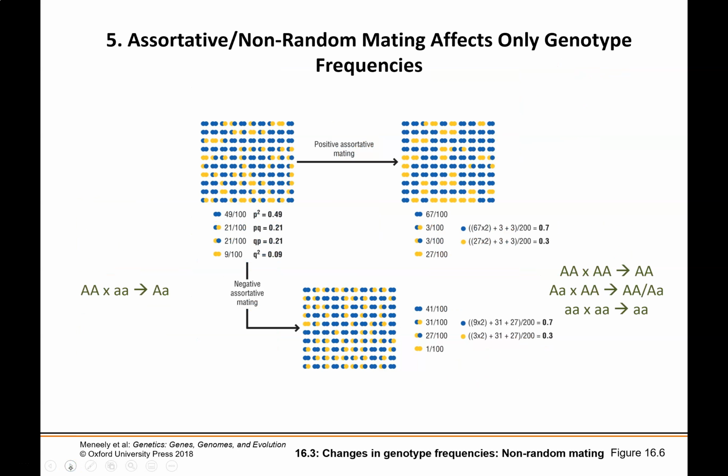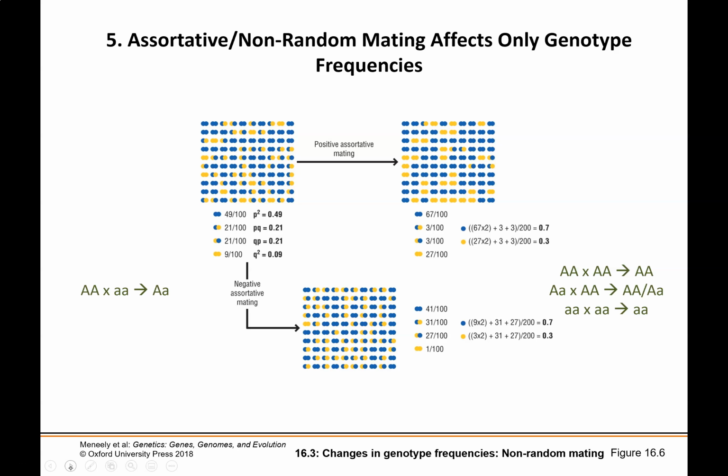The last one is assortative or non-random mating. Now this one is talked about separately because all of the other four change allele frequencies and genotype frequencies. But when you have assortative mating or non-random mating, it doesn't actually change the allele frequencies, it only changes the genotype frequencies. And then after one generation of random mating, you restore the predicted Hardy-Weinberg frequencies.